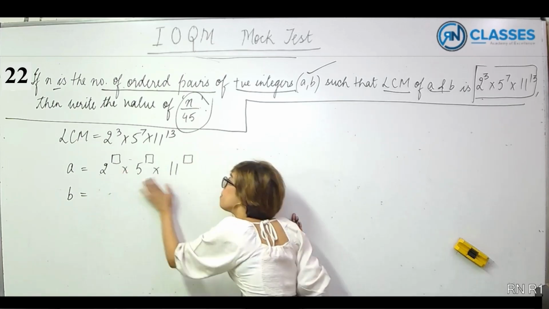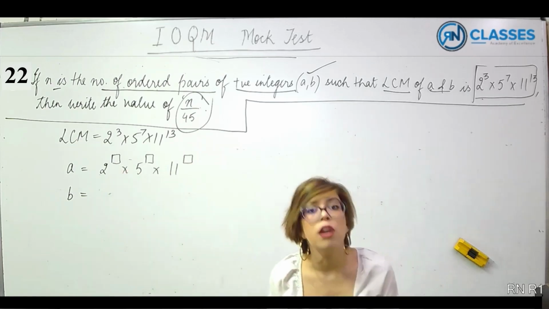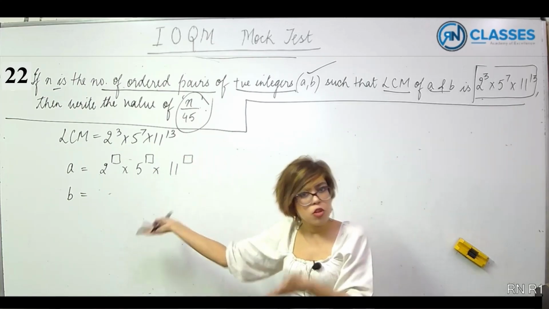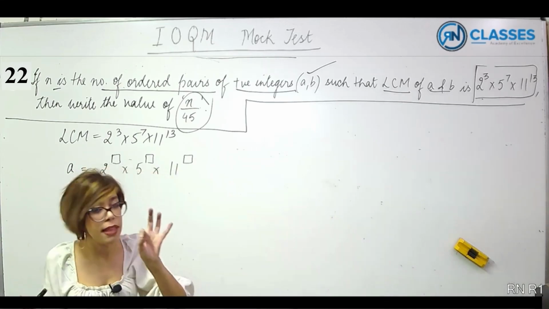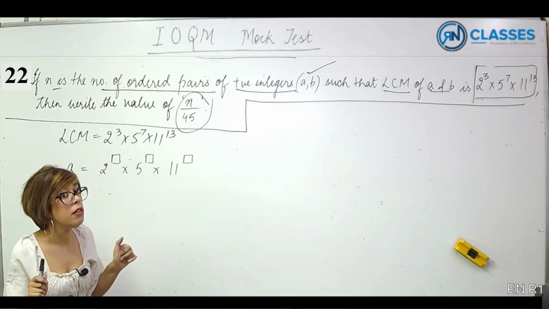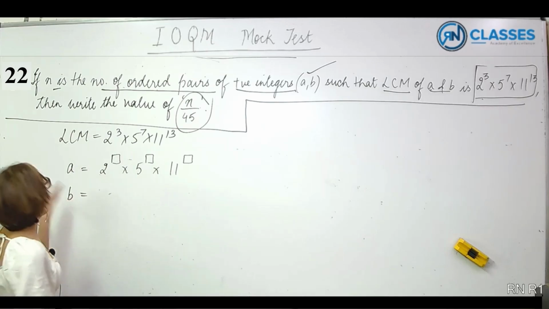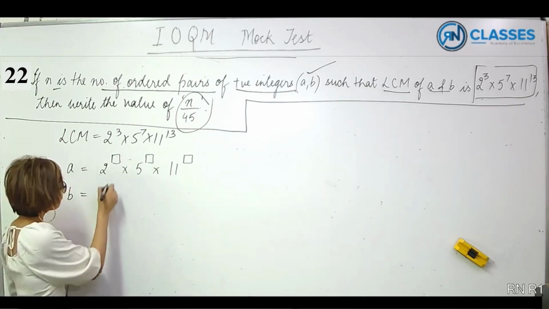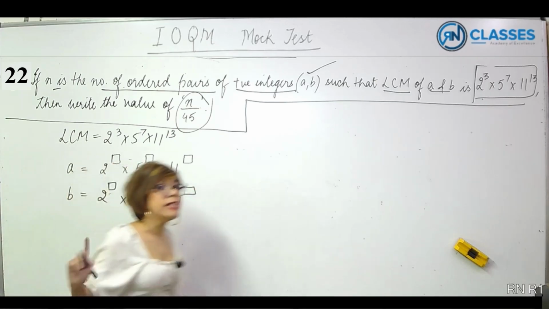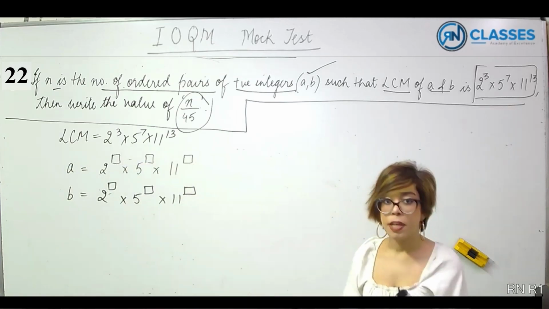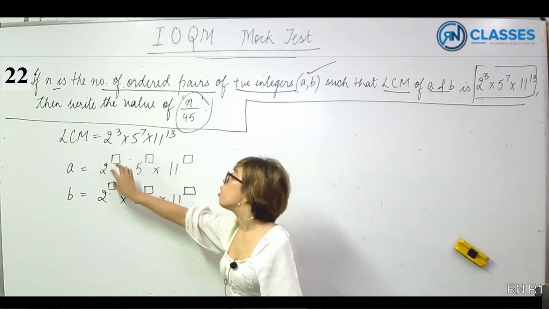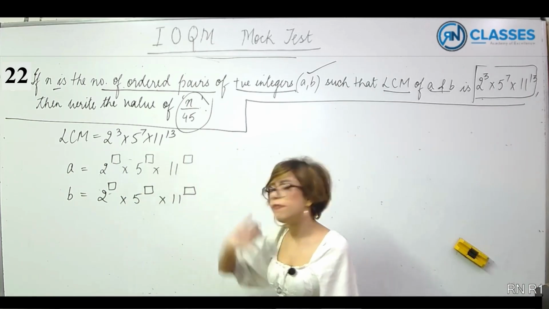Other than these 3 prime factors, there is no other possibility for another prime factor, right? Because it would have otherwise shown up in the LCM. So that means the only prime factors in A that can be there are 2, 5 and 11. Maybe all are there, maybe 1 is there, maybe 2 are there, right? Now, B, obviously it might have a power of 2, it might have a power of 5, it might have a power of 11. Other than these three prime factors, there is no other possibility. So if I need to find out the number of ordered pairs, I need to find the different powers of 2, the different powers of 5, the different powers of 11.